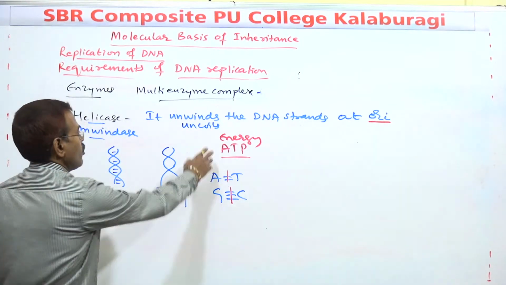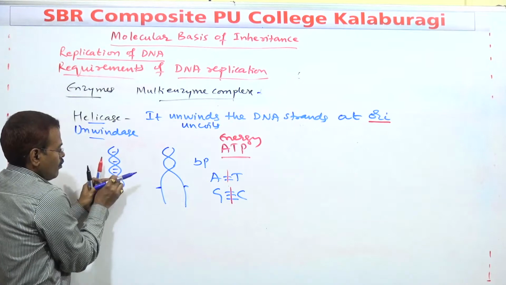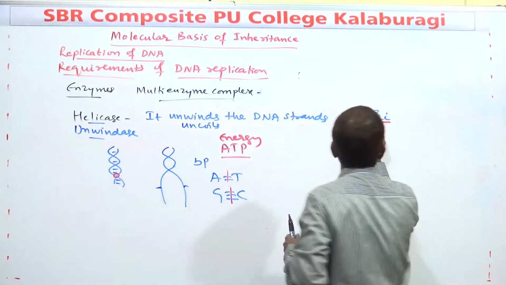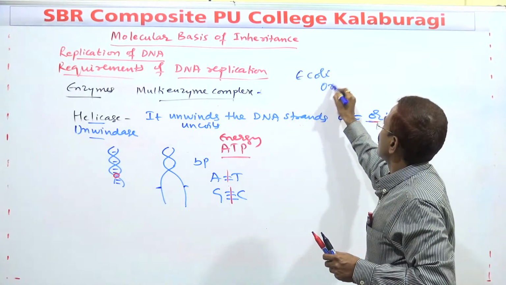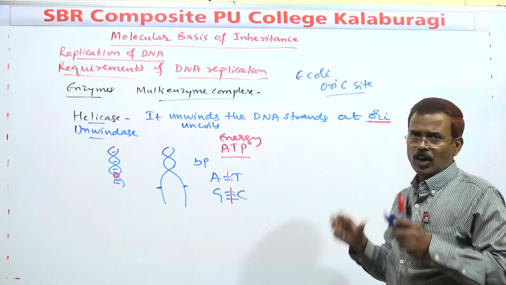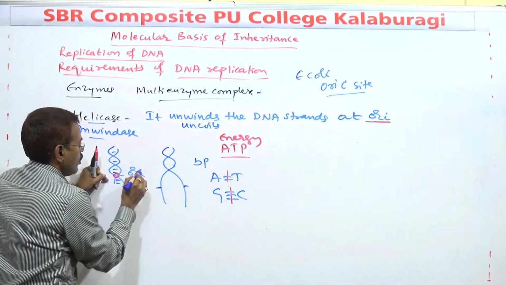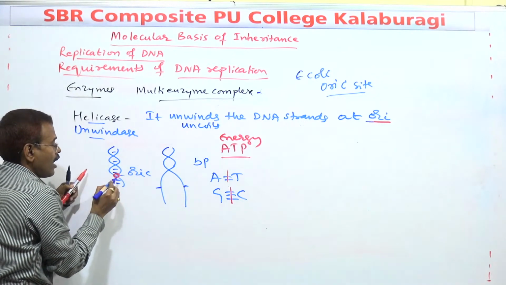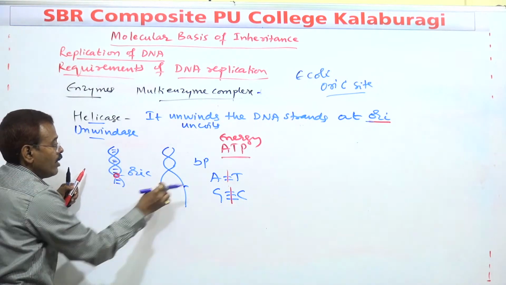So energy is supplied by the ATP, remember. Now listen, say this is the ori site, the origin of replication. Specific nucleotide sequences will be there at the ori site. In E. coli, this site is referred to as the oriC site, the origin of replication control site. Suppose this is the oriC site; helicase can come and bind here.